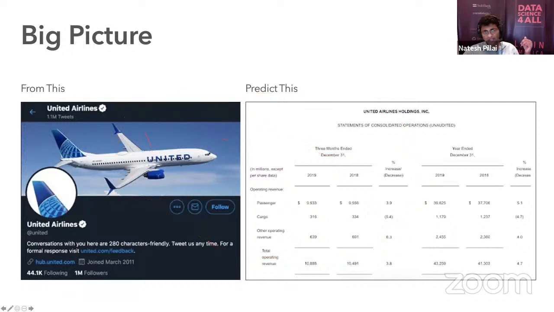So here is my case. What I want to do is predict the revenue of United Airlines from publicly available data. That's the goal. Can you really predict the revenue of United Airlines from publicly available data?